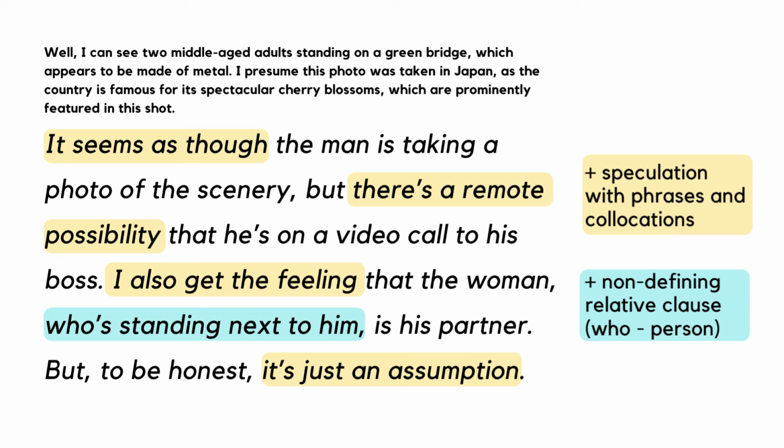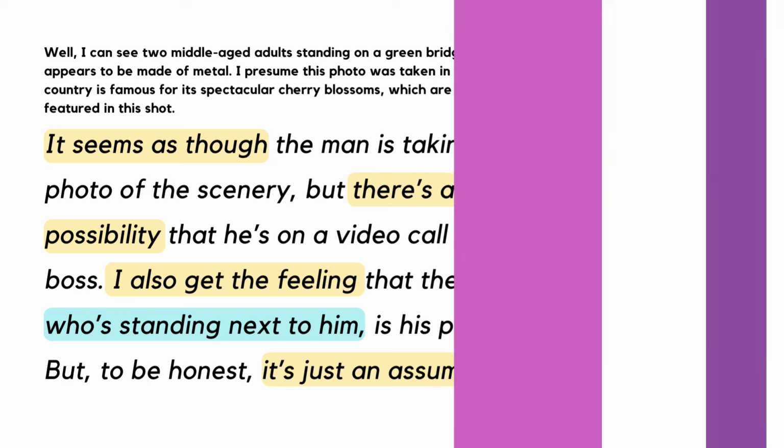So we also can put in some non-defining relative clauses to describe people. Now, in this case, I'm not going to use the pronoun which, I've used who. I also get the feeling that the woman who is standing next to him. Of course, I'm going to contract that and say, I also get the feeling that the woman who's standing next to him is his partner. Remember, there are only two people in this photo, so I can use this as extra information.